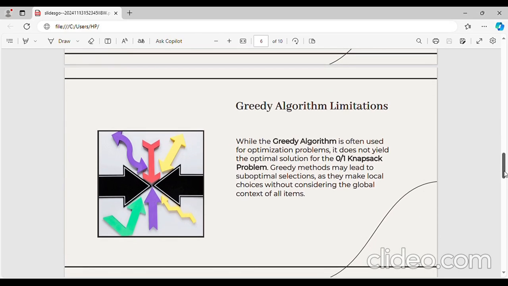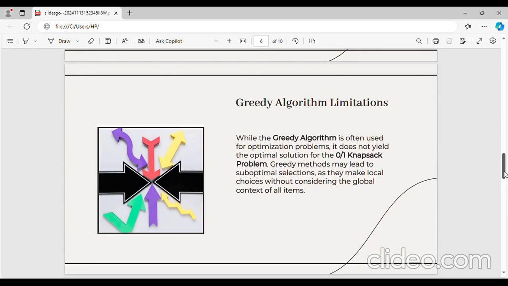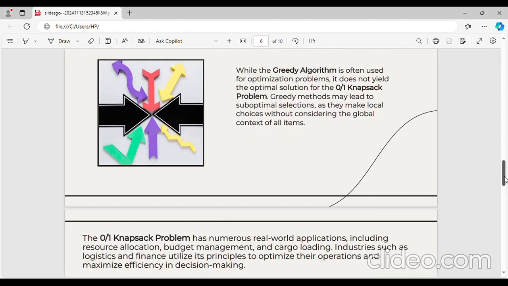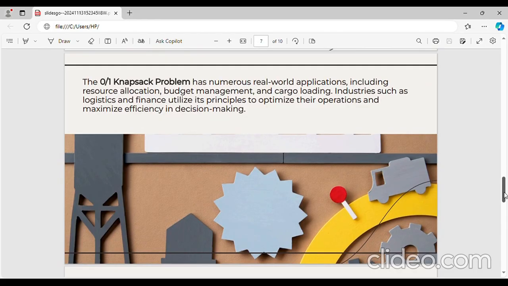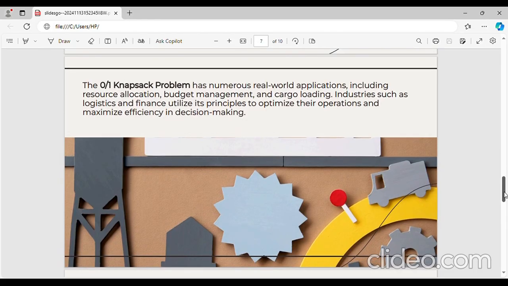A greedy algorithm can also be used. While the greedy algorithm is often used for optimization problems, it does not yield an optimal solution for the 0/1 knapsack problem. The greedy method may lead to suboptimal solutions as it makes local choices without considering the global context of all the items. The 0/1 knapsack problem has numerous real-world applications, including resource allocation, budget management, and cargo loading. Industries such as logistics and finance utilize its principle for operational efficiency and decision making.